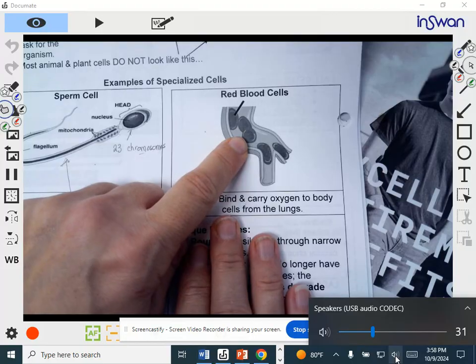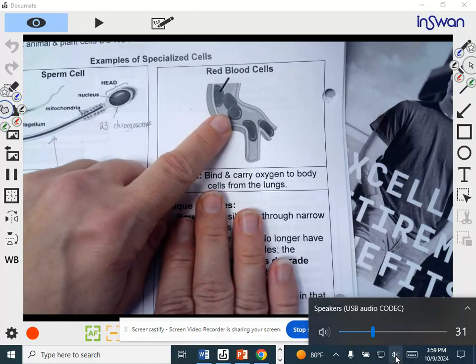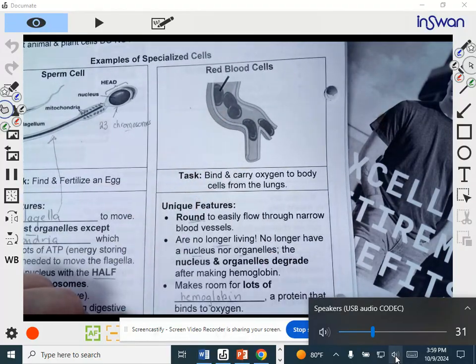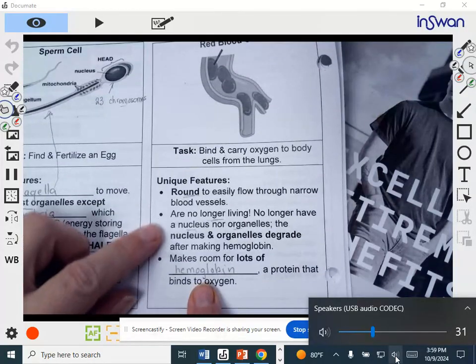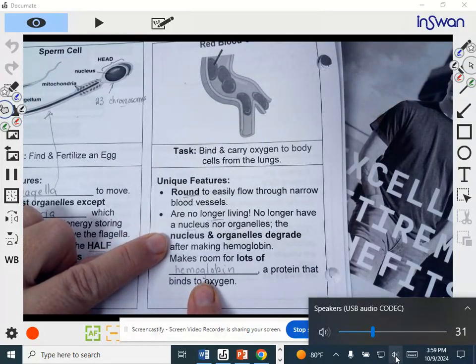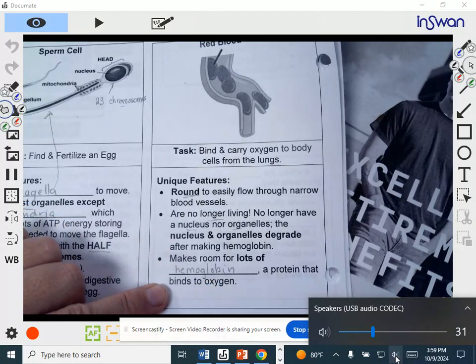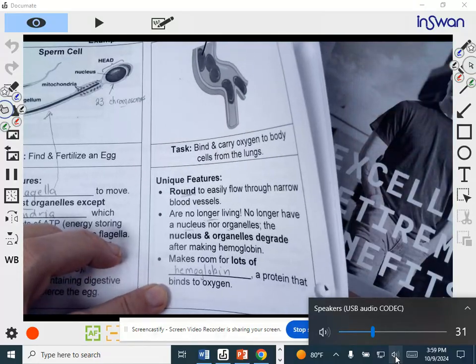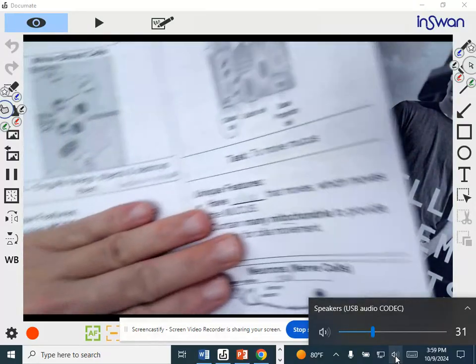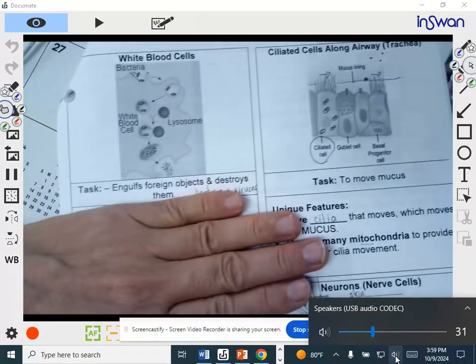Now, when it was alive, it had those cell parts and it made a bunch of protein and it filled its cytoplasm with a protein that can bind to oxygen. We've already talked about it, and that would be hemoglobin. So whenever all these cell parts break down, now there's more room in the cytoplasm for all this hemoglobin, which can bind to the oxygen and help those red blood cells do their job, which is carry oxygen to your cells.